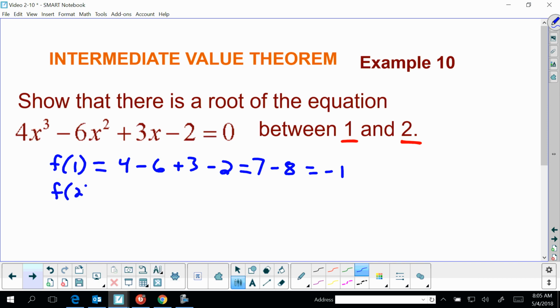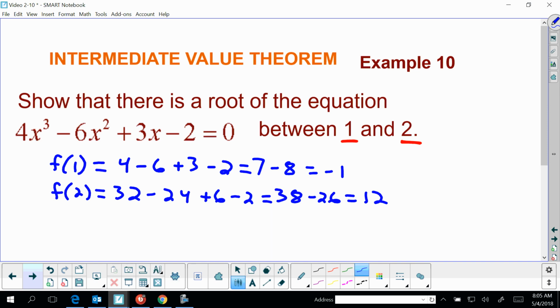If we sub 2 in, 2 cubed times 4 should give us 32. 2 squared times -6 gives us -24. 2 times 3 is 6, and minus 2. So our positives should give us 38, and our negatives should give us -26. Altogether that gives us 12.